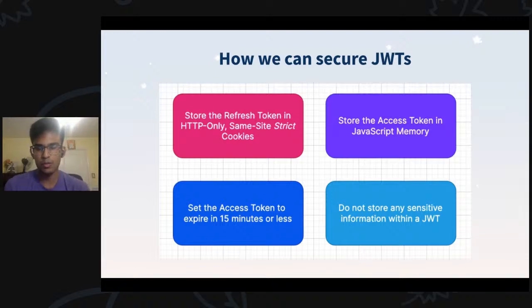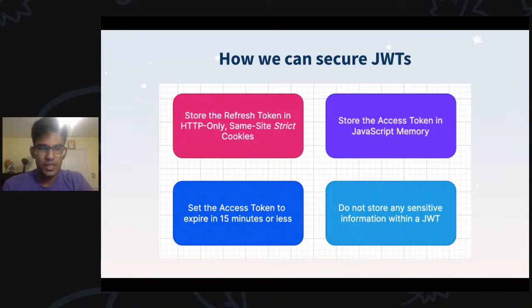The second one, and the rest of these are a lot easier than the first one, just says store the access token in JavaScript memory. So the client side is going to receive the access token and store it inside the memory of JavaScript. JavaScript memory is literally just a variable. It's going to store it within a variable, and the reason we want to store it there is that it's the most difficult place for a hacker to access.